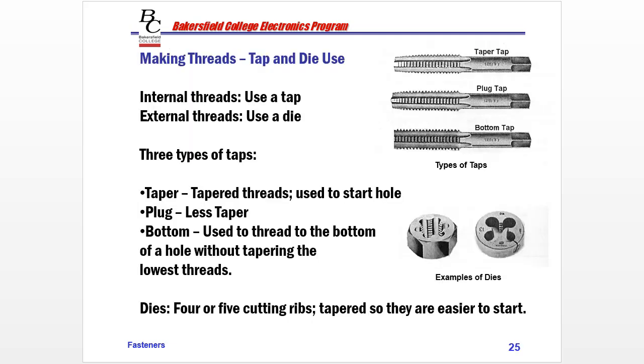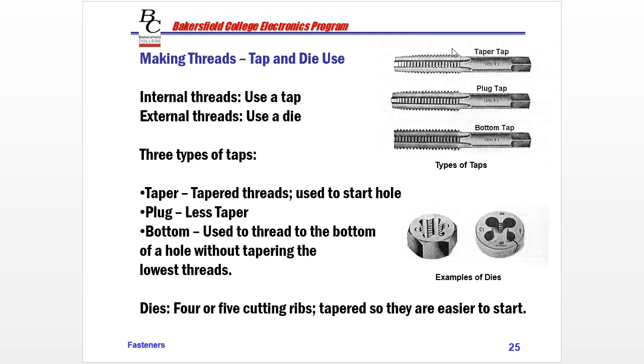So we talked a lot about threads, but how would we make them if we wanted to cut our own threads through material or to repair the threads of a nut? Well, we would use a tap. A tap is used to make internal threads like on a nut, and a die is used to make external threads like on a bolt.